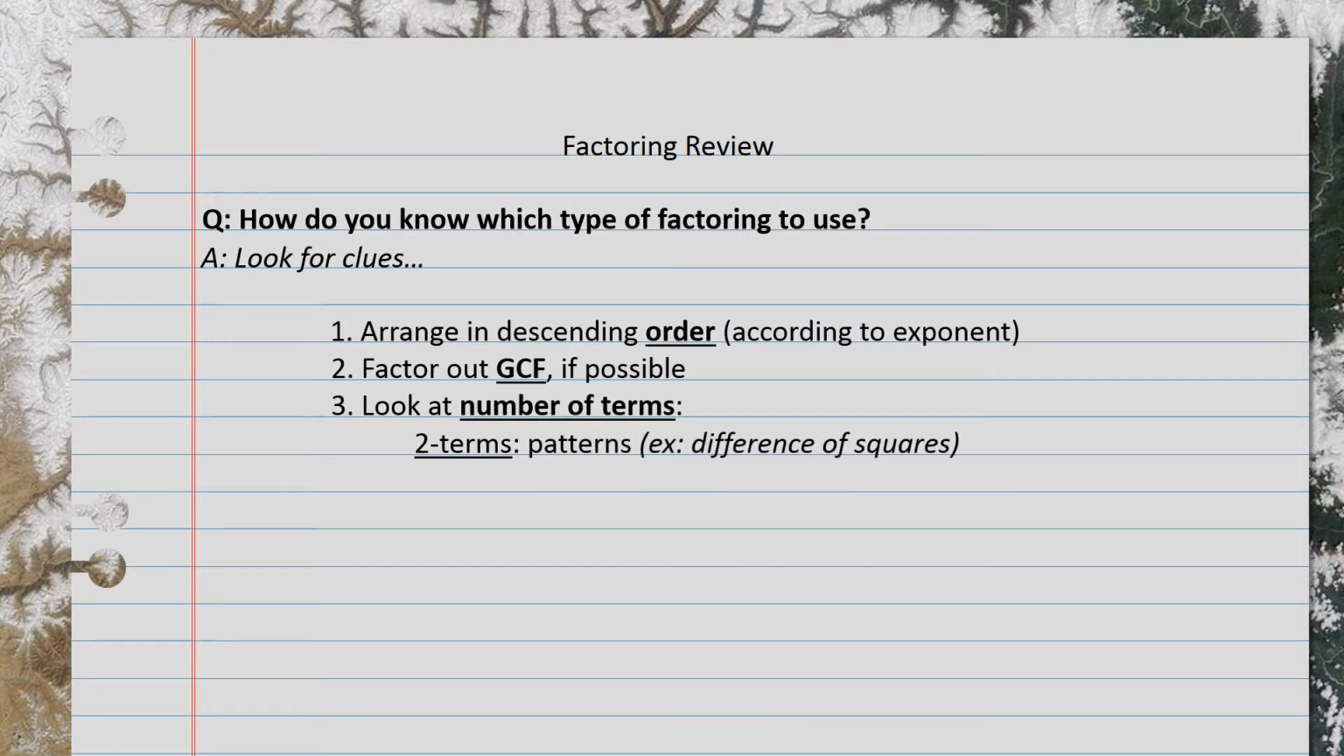If you have two terms, you look for a pattern, such as difference of squares. If you have three terms, you factor using the AC method, which is where you multiply your first coefficient times your last coefficient and you create a list of values. If you have four terms, we factor by grouping.